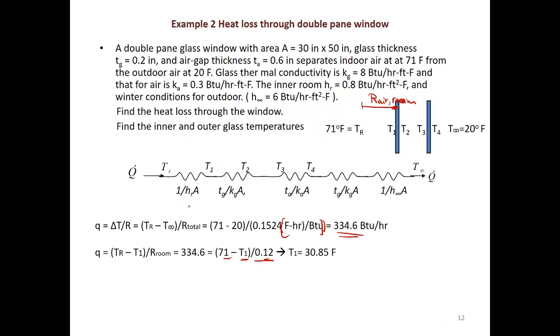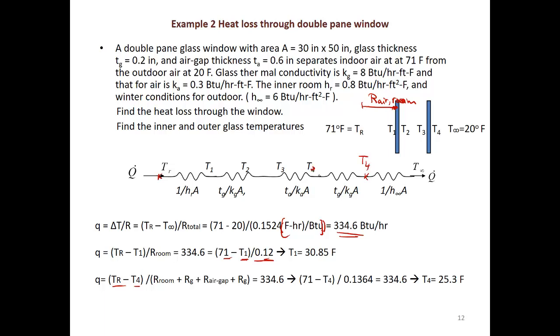So we can get then T1 from the equation. We also need to find T4. I don't want to use it from the room side, because then you will have T room minus T4 divided by, let's count, we're going from here all the way to here. So from here to here, we need to find this one. That's going to be divided by R room plus R glass plus R the air gap, plus R glass. So you'll have all these.